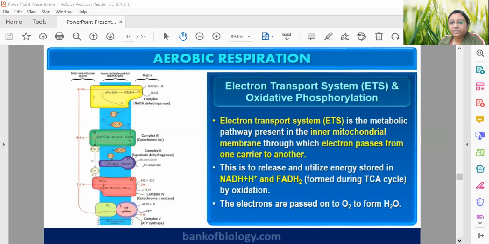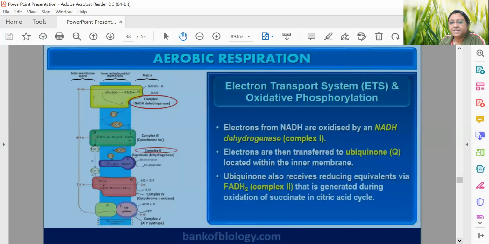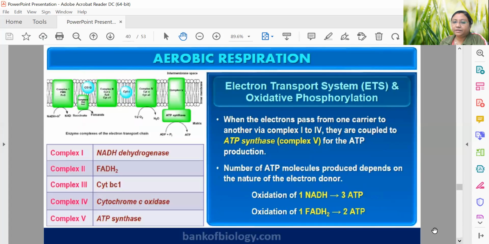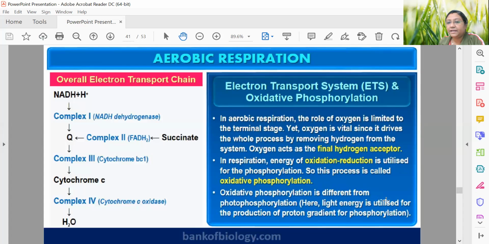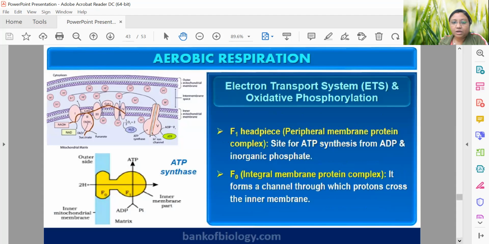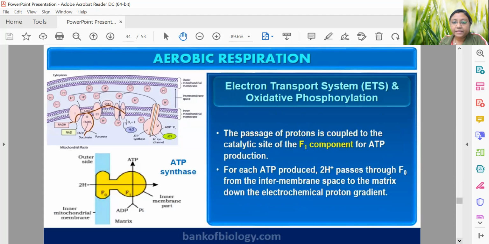So I already shared the PPT with you people, and the details are mentioned over here, but it's not present neither in NCERT nor in such detail. So we can understand why complex 4 of the main complexes and cytochrome AA3 is responsible for production of ATP. Now we will quickly move ahead.